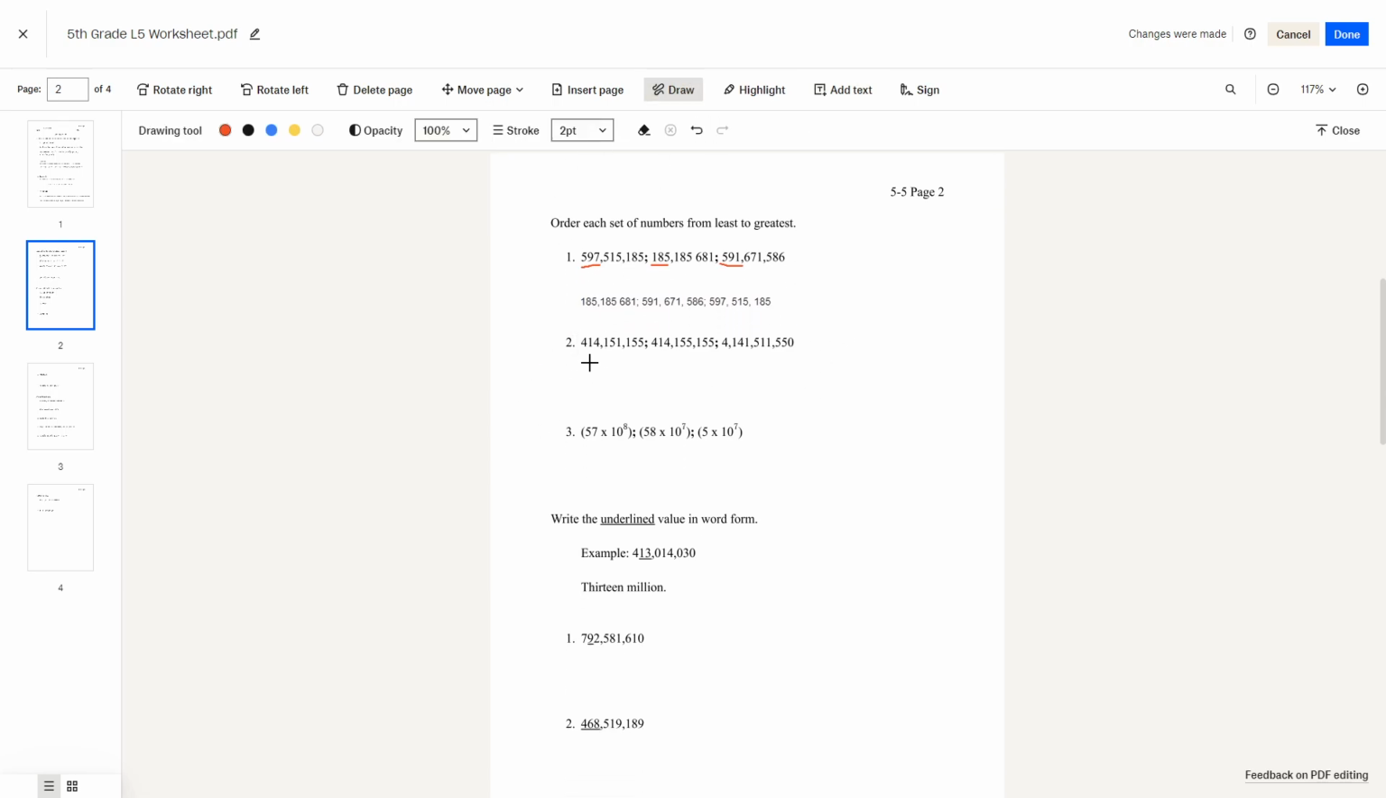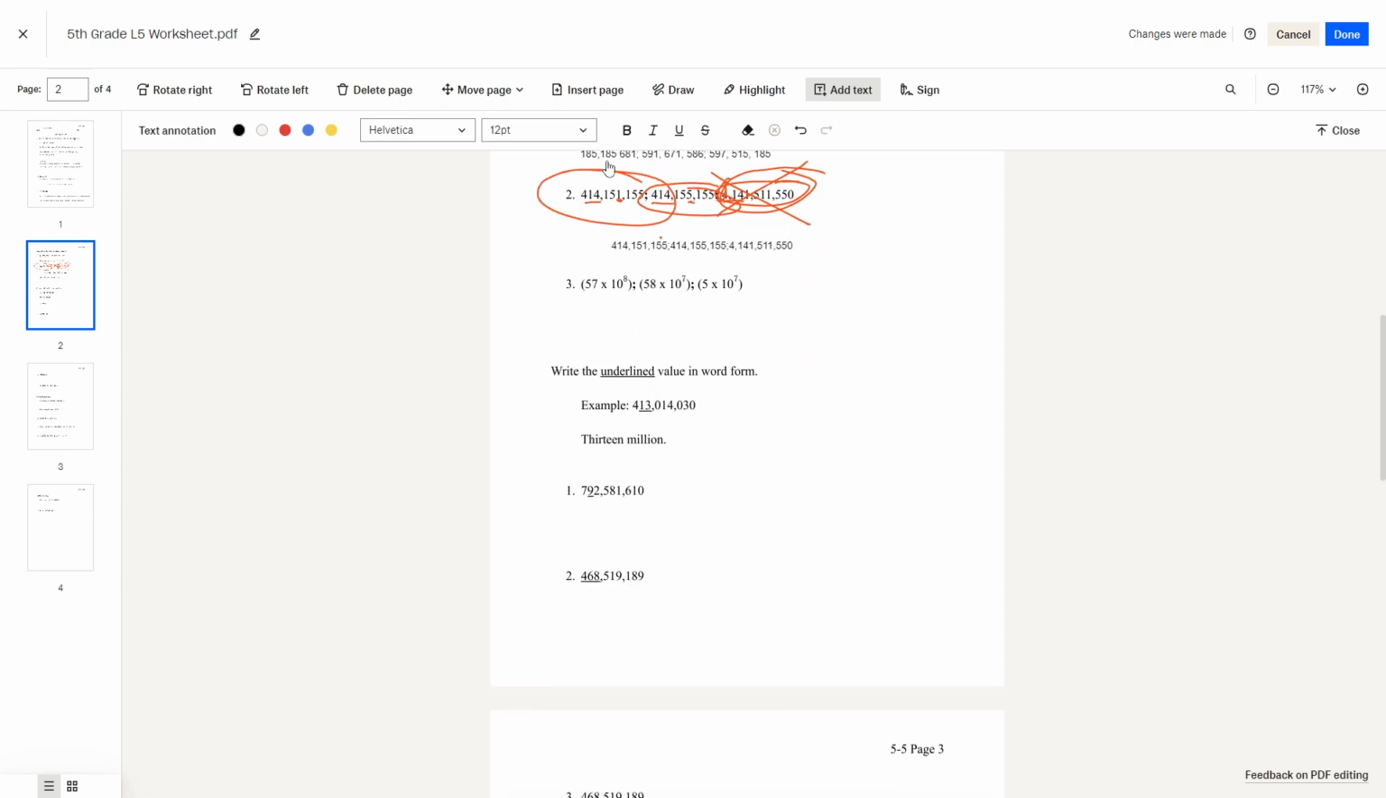That should be your final answer. Question number 2. Look at the top 3 numbers. Here you can see that the top 3 numbers for all of the numbers are the same except for this one, which goes into the billions while everything else stays in the millions. So this is definitely the greatest number. Here you can see that these two numbers are the same, so you keep going down and down and down until you see that there's a 1 in the thousandth place and a 5 in the thousandth place here. That means that this number is the smallest. The middle number by process of elimination would be 414,155,155 right here. And then the largest number we know is this one because it goes into the billions.